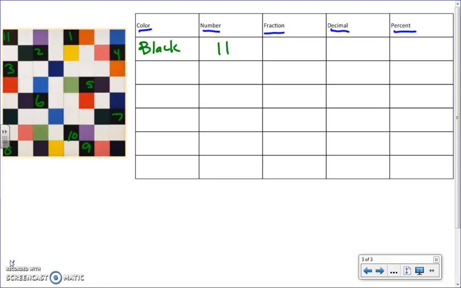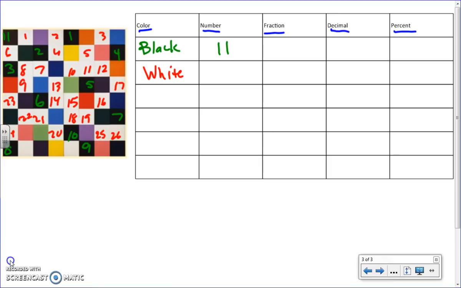Let's do white. Since it's the next one over, we're going to do the white squares next. I see 1, 2, 3, 4, 5, 6, 7, 8, 9, 10, 11, 12, 13, 14, 15, 16, 17, 18, 19, 20, 21, 22, 23, 24, 25, 26, 27, 28. So there are 28 white squares altogether.